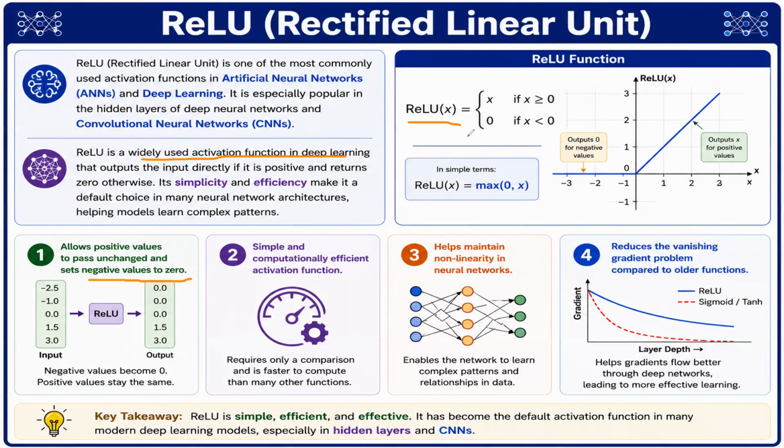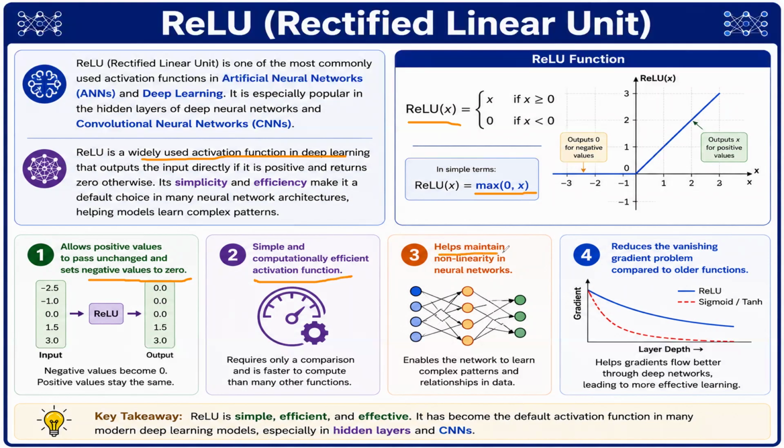Suppose you want to calculate ReLU of 4, so the formula will be y is equal to max of 0 comma 4. So what is the maximum value? Maximum value is 4. So that's why the output will be 4. So it is a simple and computationally efficient activation function. It is the most efficient activation function.